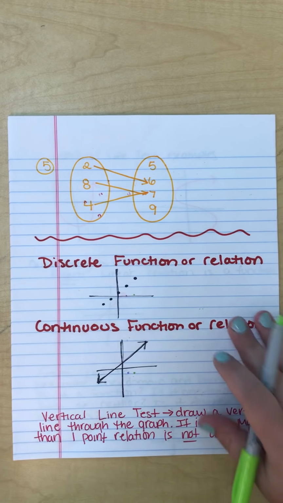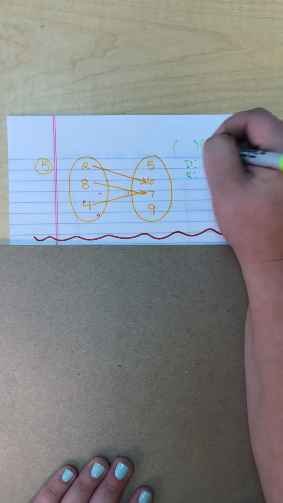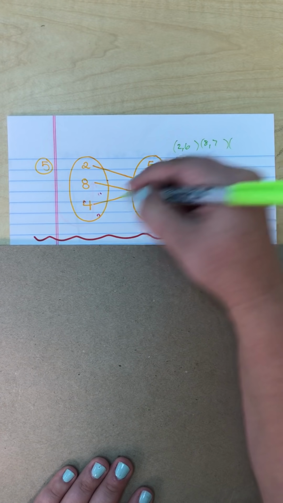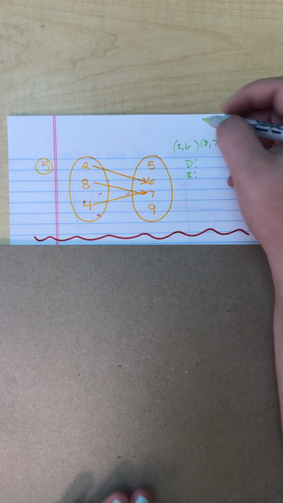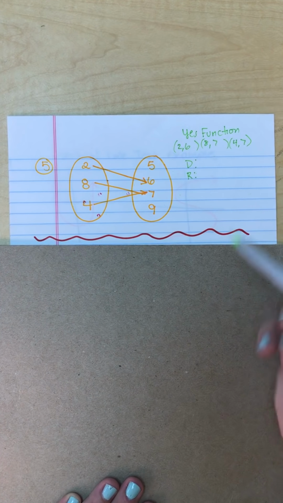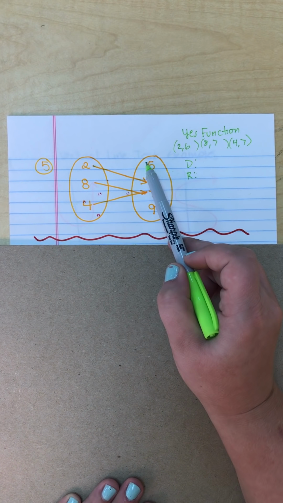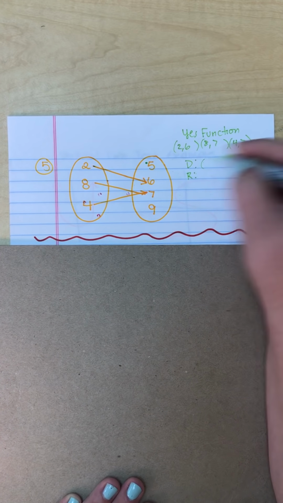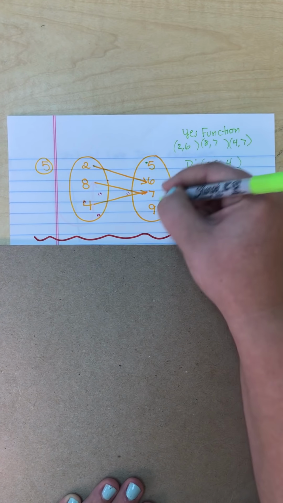All right, last one like this. Let's list our domain and our range. We can list our set of points first: (2, 6), (8, 7), and (4, 7). Do any x values repeat? No, they do not, so yes, it is a function. A quick way to tell is if there are two lines coming off of one of the x values. If the 2 had also gone to the 5, that would have automatically told us that it's not a function. Our domain is everything in this bubble: 2, 8, and 4. Our range would be 5, 6, 7, 9.